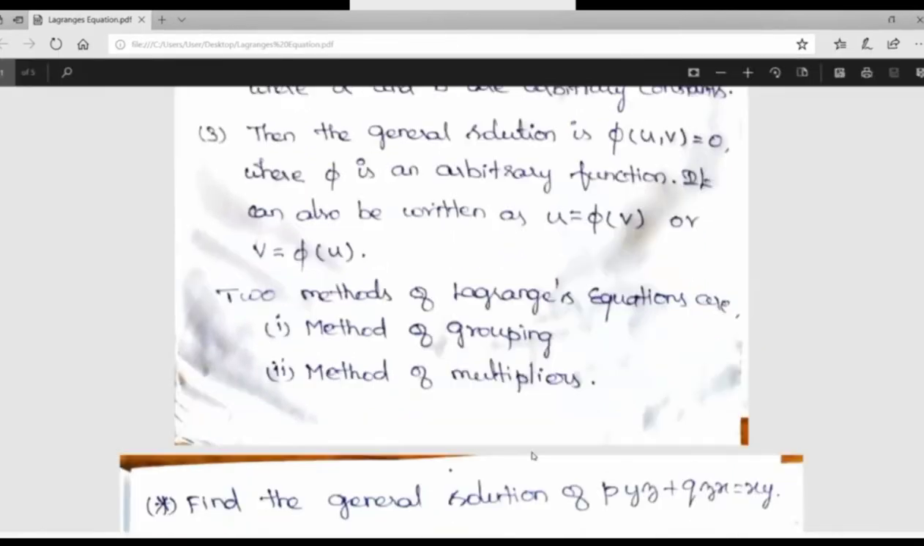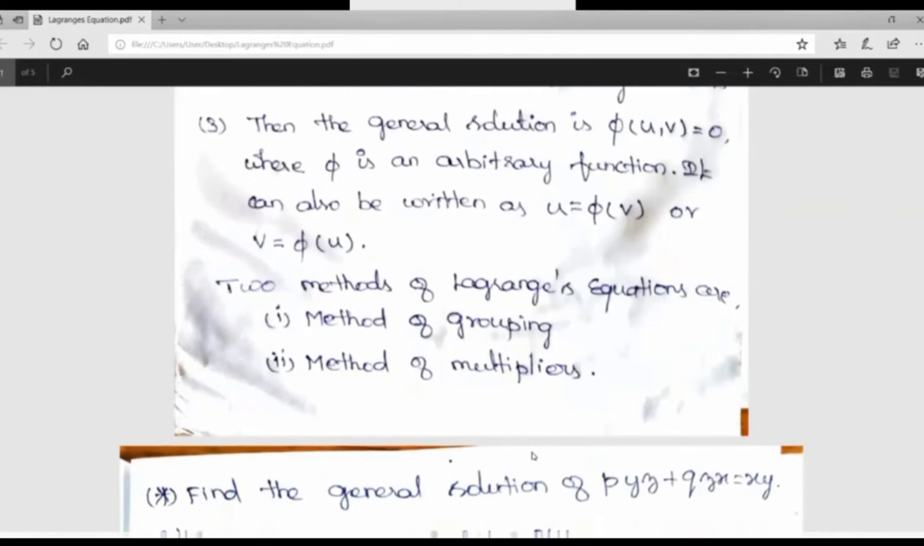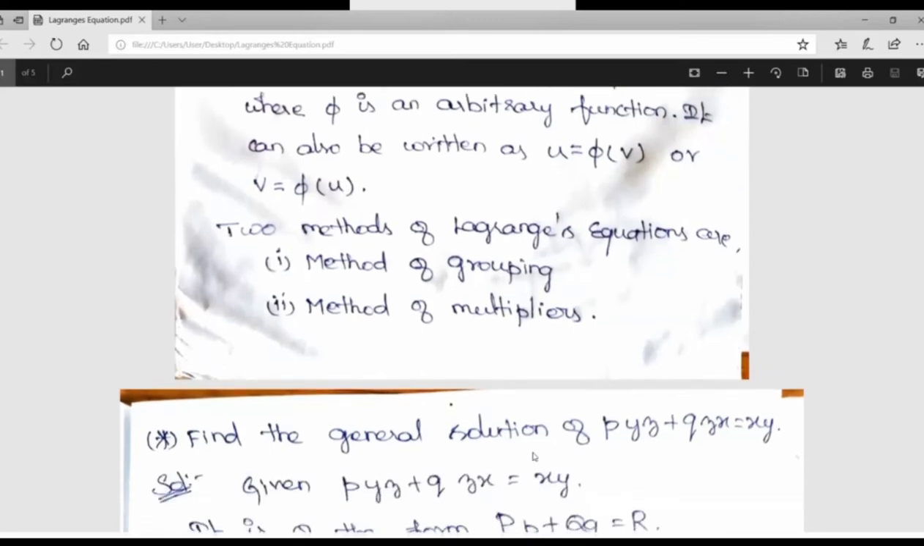We have two methods to solve this type of equation. First one is the method of grouping. Another one is the method of multipliers. So you should know that Lagrange's equation should be in the format of Pp plus Qq equal to R. You have to identify the values of P, Q and R, and substitute them in our auxiliary equation. We will be seeing the first method now, that is the method of grouping.